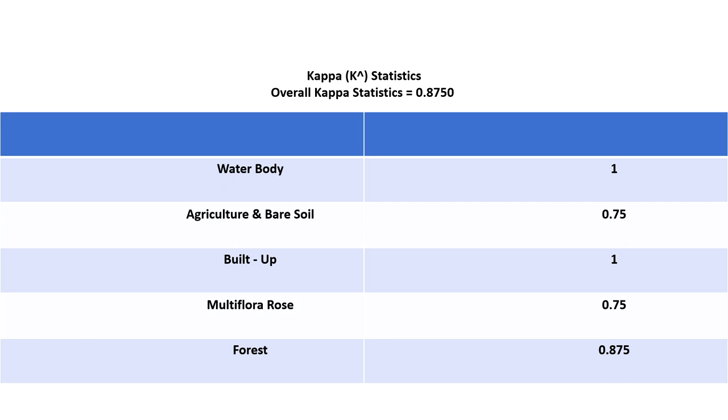And for the kappa statistics, I got an overall kappa of 0.8750. For the water body, I already mentioned Campus Lake, it's totally covered. I just used the city shapefile, which does not cover the whole lake, less than 1%. And for multiflora, the kappa value is 7.5.